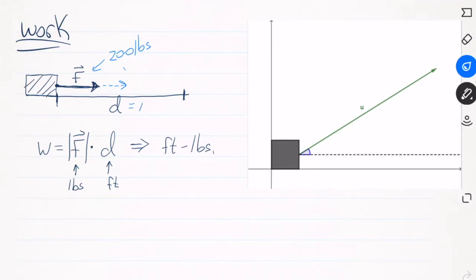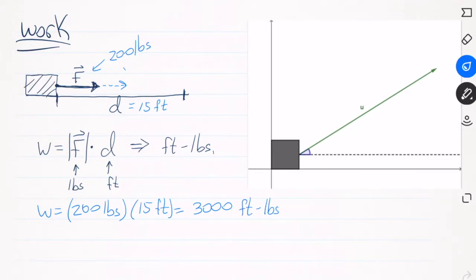And if we make this distance 15 feet, then the work done is going to be the 200 pounds times the 15 feet, for a grand total of 3,000 foot-pounds of work. So this foot-pounds is just a measurement of work. So it's kind of a neat idea.